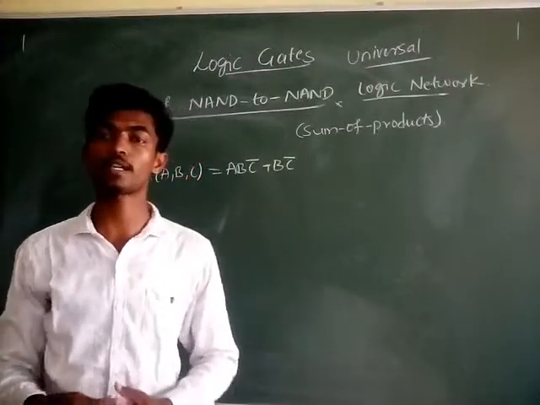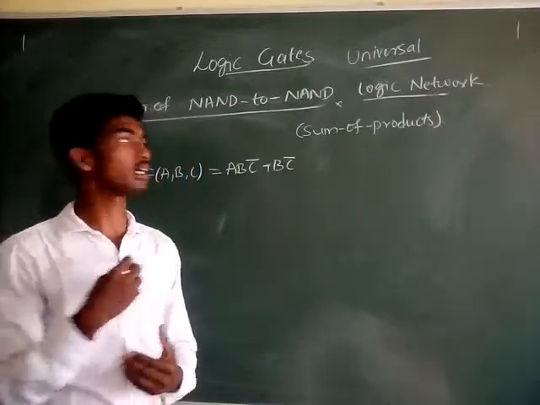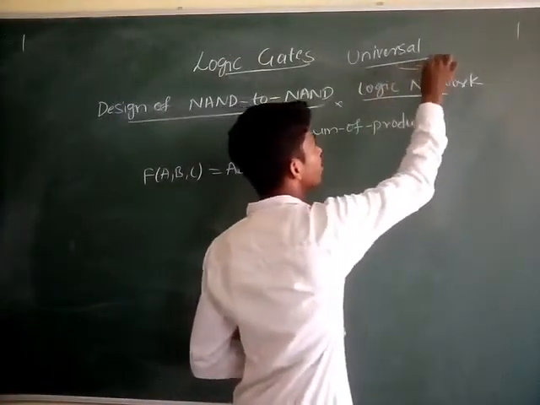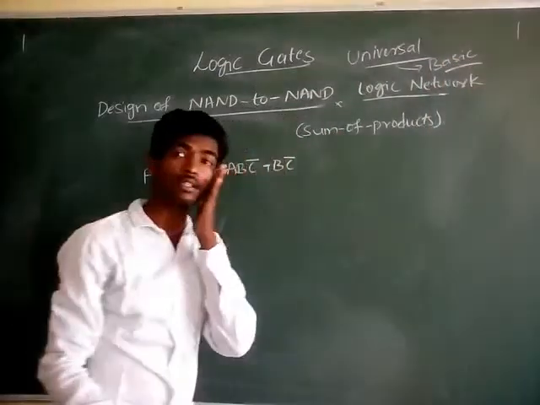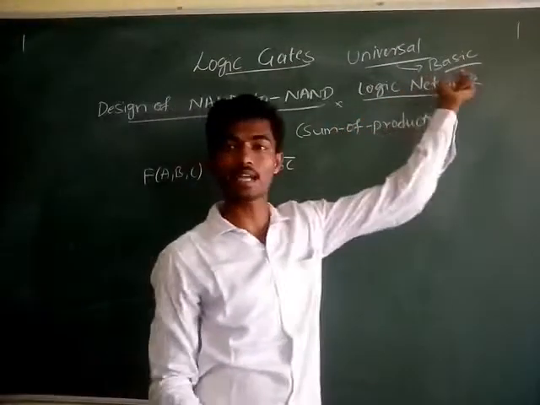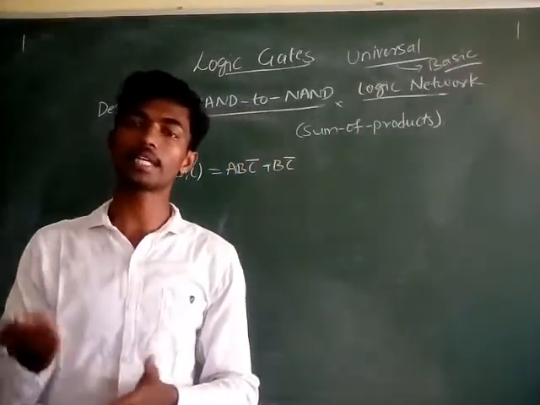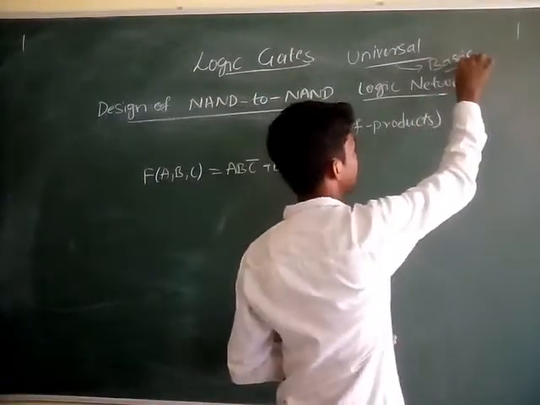I told you that universal gates are those which are capable of deriving the basic logic gates. These universal gates are made up of basic gates, and they themselves can derive or work as basic logic gates.